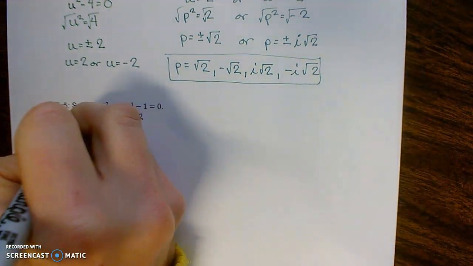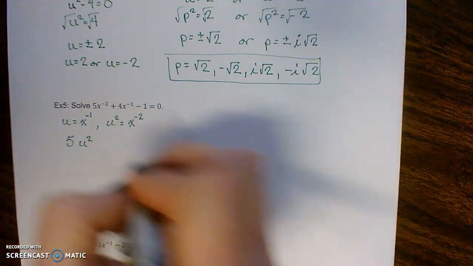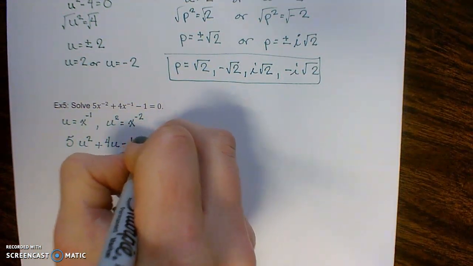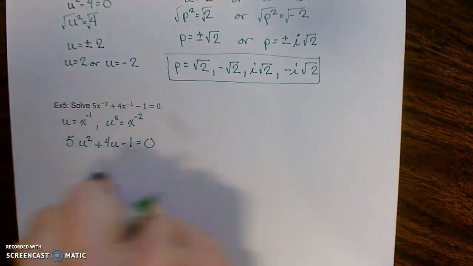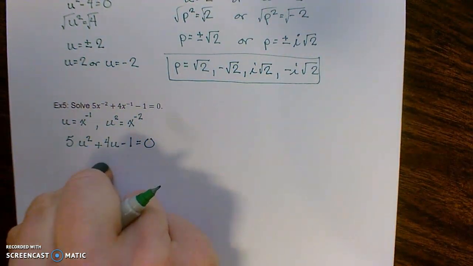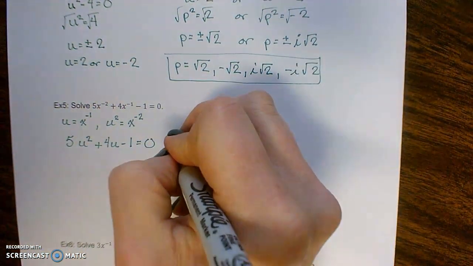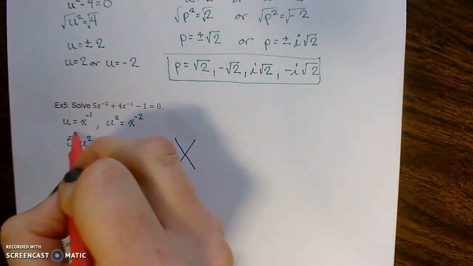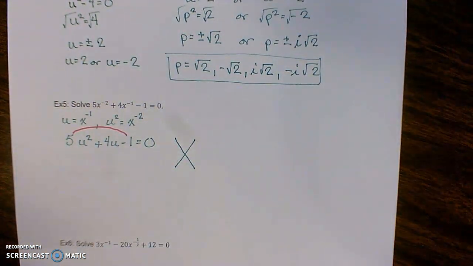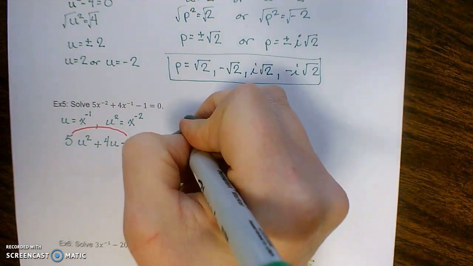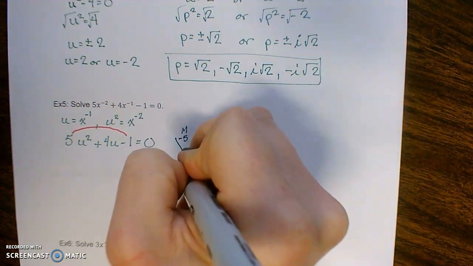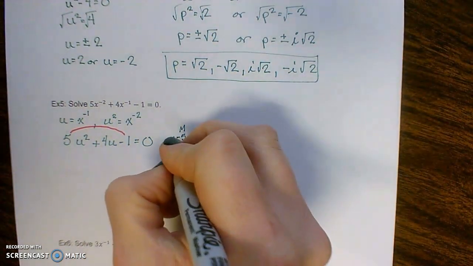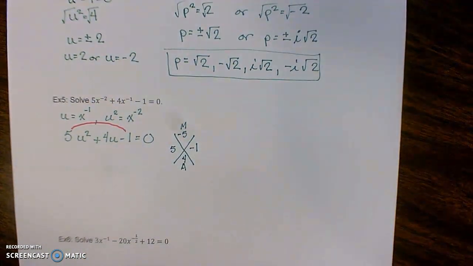So now if I make that substitution, 5u squared plus 4u minus 1 equals 0. Now you can use whatever method you like to solve this equation. I think I'll do the AC method because this looks kind of familiar. If you multiply these guys together, 5 times negative 1 is negative 5. So find two numbers that multiply to negative 5 and add to the middle term, which is 4. Those two numbers are positive 5 and negative 1.